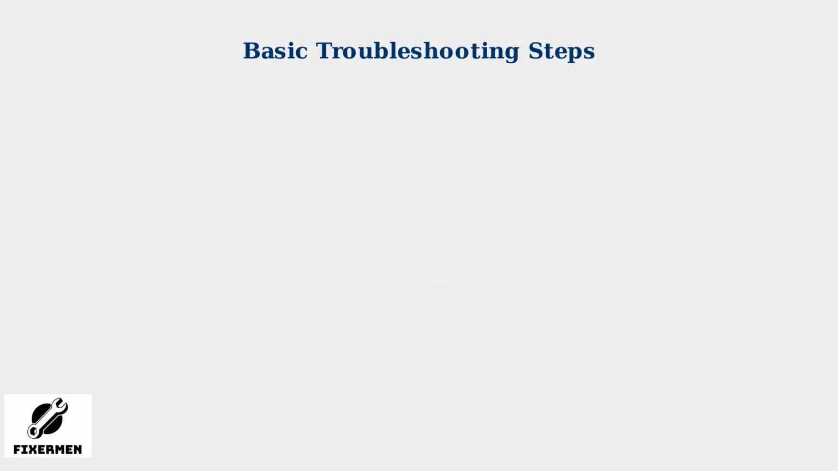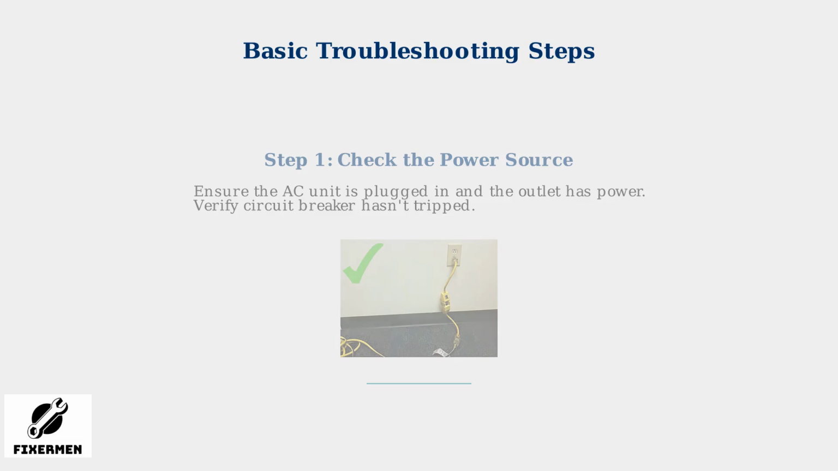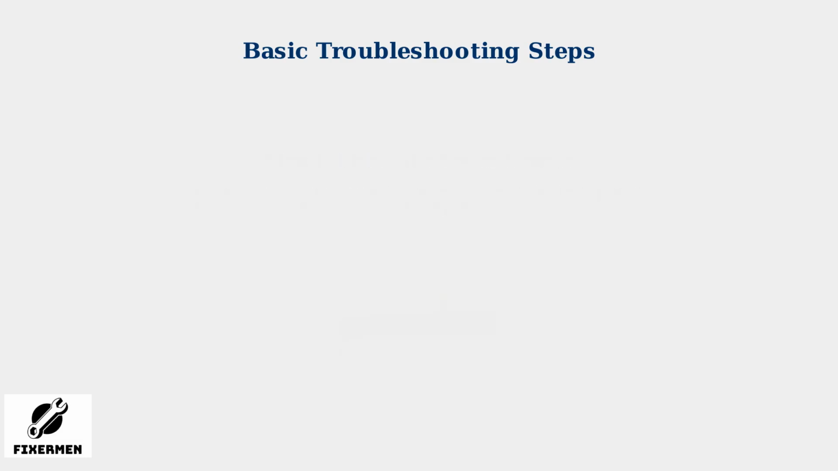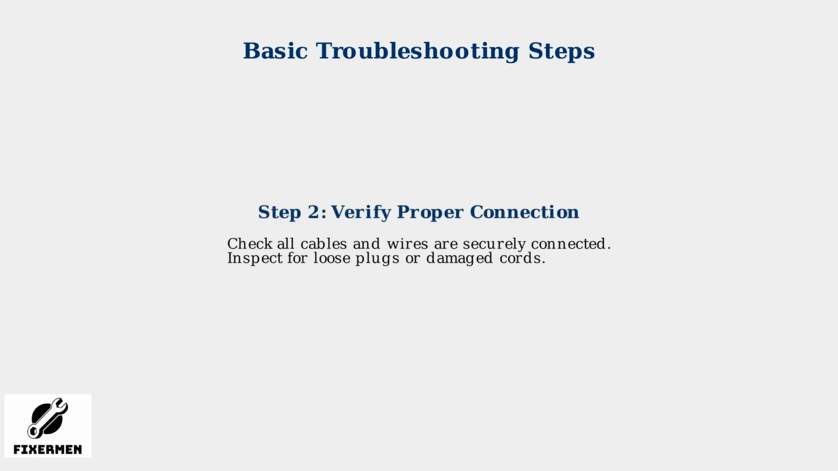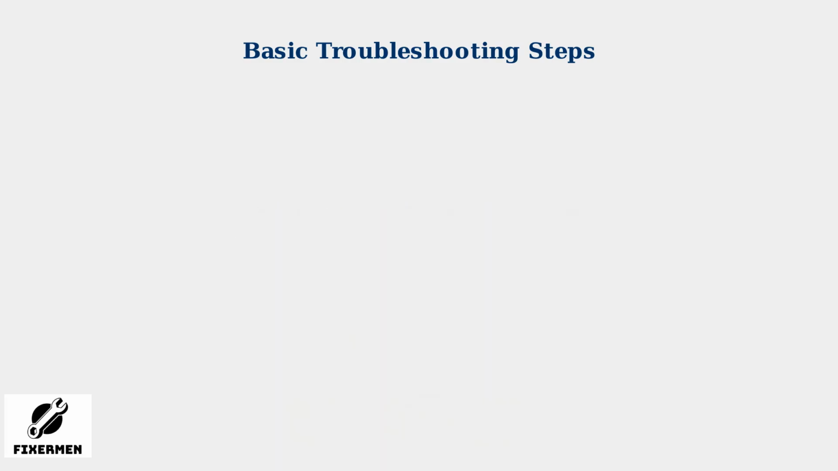Basic troubleshooting starts with the fundamentals. First, check the power source to ensure the AC unit is properly plugged in and the outlet is receiving electricity. Verify that the circuit breaker hasn't tripped by checking your electrical panel. Next, verify that all connections are secure. Inspect the power cord, plug, and any internal wiring for damage or looseness. A loose connection can prevent the unit from receiving power properly.